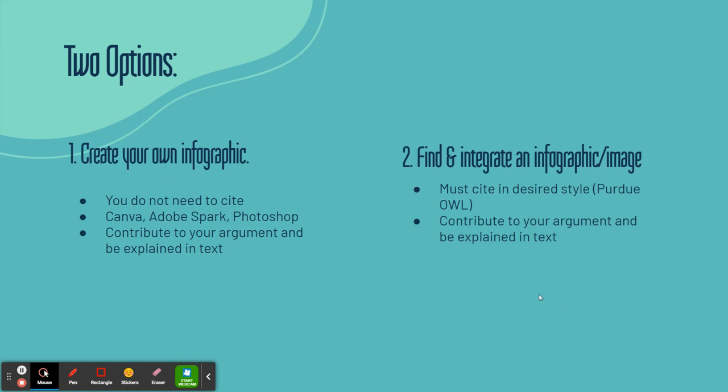And that has to do with both of these. You need to make sure that you're synthesizing the image just like as if it was any other source. So if you want to integrate a chart or a graph or any sort of informational thing, you need to make sure that you're citing it in the desired style. So I'll probably upload to Canvas the link for how to cite an image, make sure that you're citing it. And again, you need to contribute. It needs to be something that contributes to your argument. Don't just post a picture of like a cute bunny if you're talking about animal cruelty. You have to have something that's specific to your issue and keep your audience in mind.